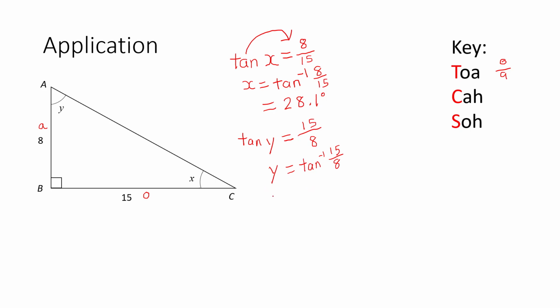So once you have this, it's actually pretty straightforward. You press your calculator, tangent inverse 15 over 8, and you should get 61.9 degree. Again, this one is to 1 decimal place. So you can see that we are correct, because both angle X as well as angle Y will add up to 90 degree. So copy this down. We will look at 2 other examples.